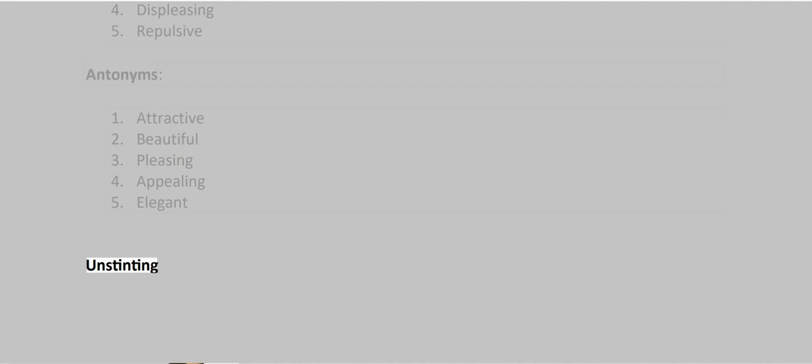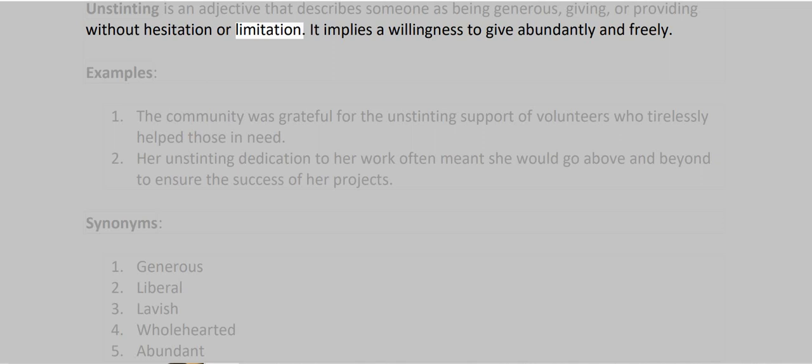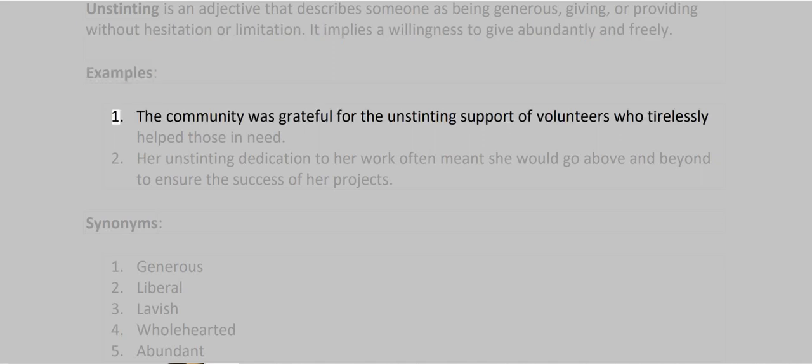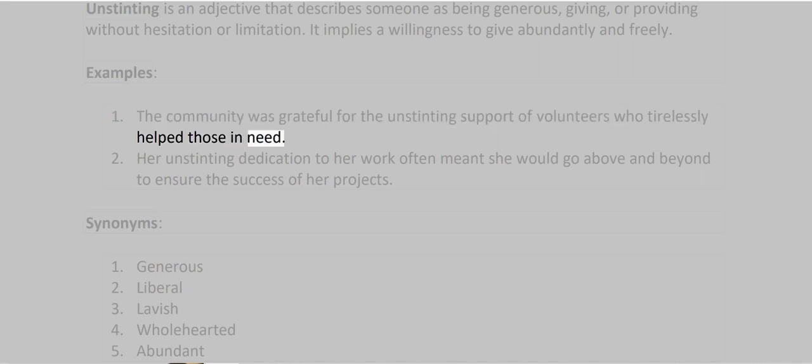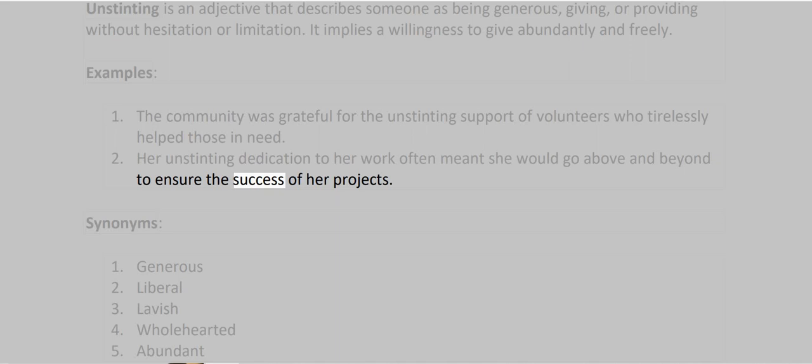Unstinting. Unstinting is an adjective that describes someone as being generous, giving, or providing without hesitation or limitation. It implies a willingness to give abundantly and freely. Examples. 1. The community was grateful for the unstinting support of volunteers who tirelessly helped those in need. 2. Her unstinting dedication to her work often meant she would go above and beyond to ensure the success of her projects.